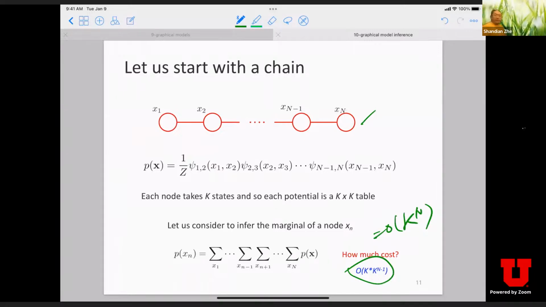Okay, let's stop here today. On Thursday, we're going to talk about how we leverage the distributive law to efficiently compute this.